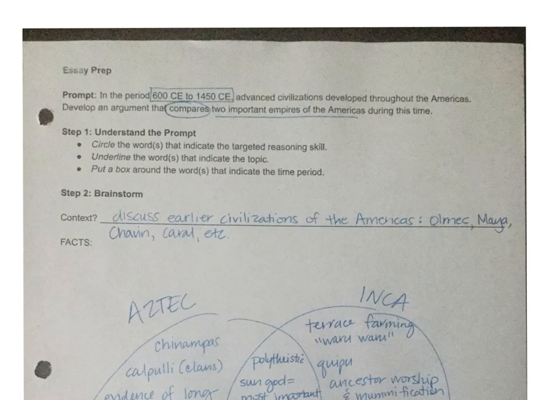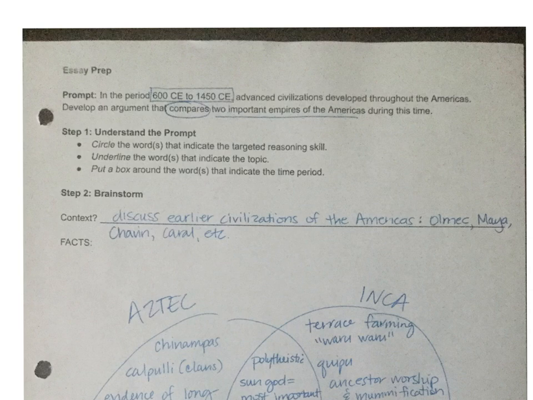Okay, hi guys. Let's go over your essay prep really quick just to make sure that everyone has a hang of this. Step one is to understand the prompt. Our prompt says, in the period 600 CE to 1450 CE, advanced civilizations developed throughout the Americas. Develop an argument that compares two important empires of the Americas during this time.